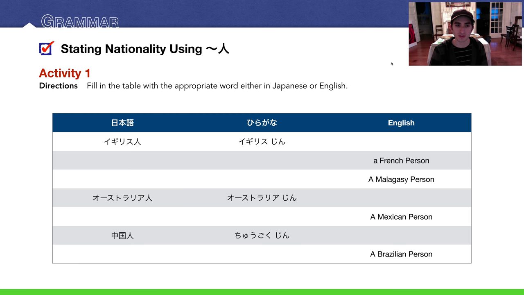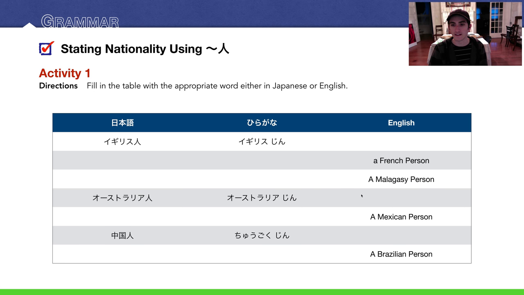So, first one we have Igirisujin. What is the English for Igirisu? Well, Igirisu is England. So a person from England is an English person, or a British person or an Englishman, whatever you want to write. A French person is someone from France. The Japanese word for France is France. So you add France and Jin. This is France Jin.